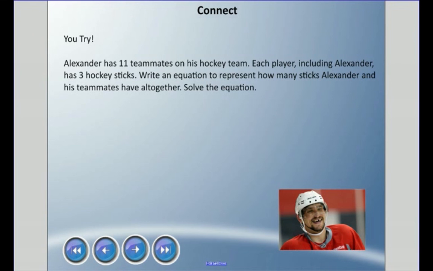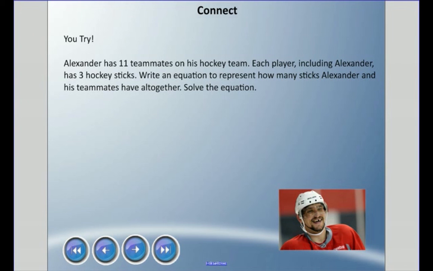I'm going to get you to try this one. Using one of the 3 methods that we just looked at, counters, drawing a picture, or using mental math, I'd like you to answer this question. Alexander has 11 teammates on his hockey team. Each player, including Alexander, has 3 hockey sticks. Write an equation to represent how many sticks Alexander and his teammates have altogether, and then solve the equation. So I'm going to get you to pause right there and see if you can come up with an answer.